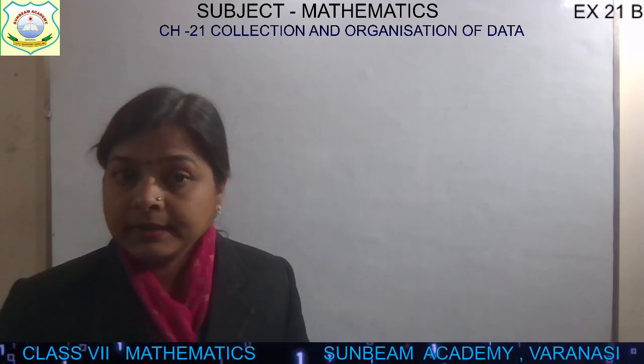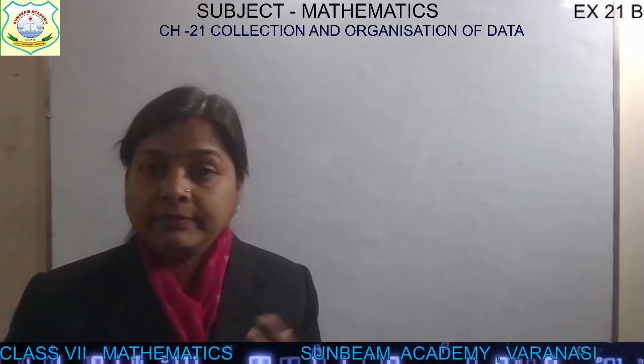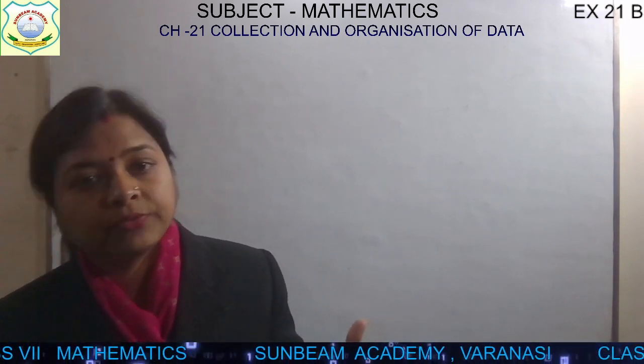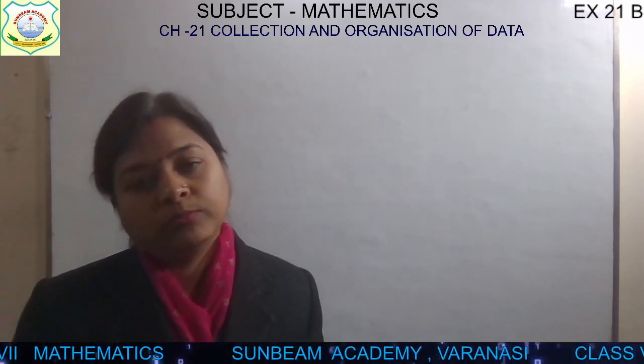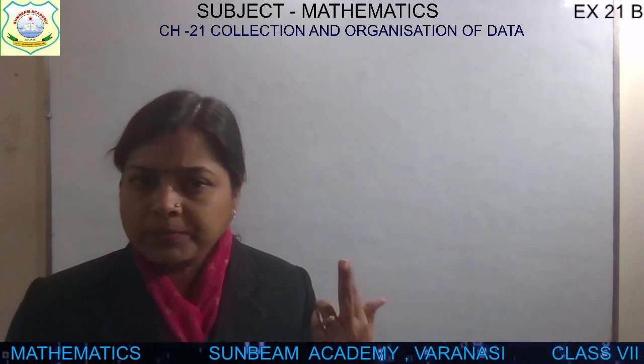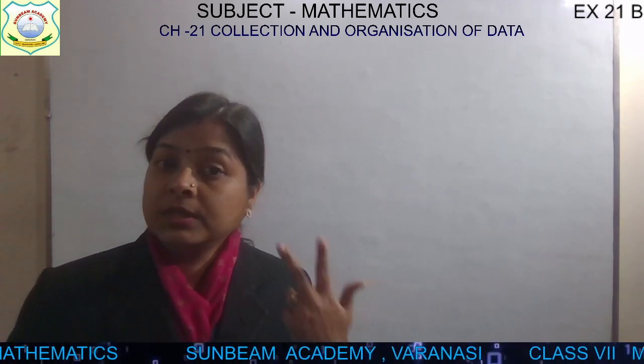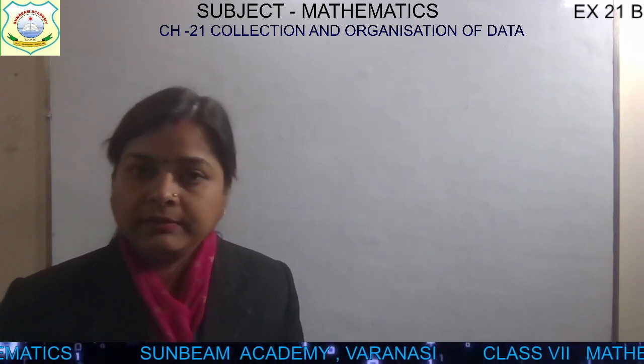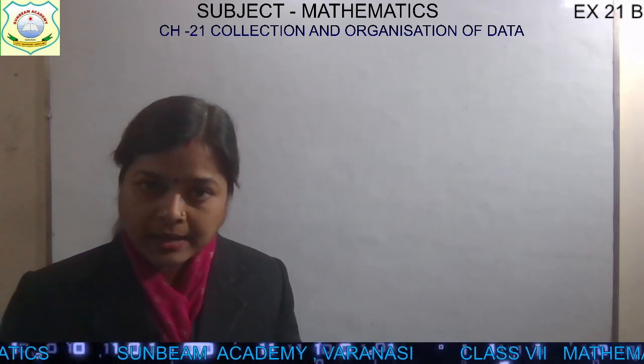So how to find it? There are two ways to find it. We will see the number of observations. If it is odd, then the formula is different. If it is even, then the formula is different. You only have to observe whether the number of observations given to us is even or odd, and then we will decide which formula we have to apply.